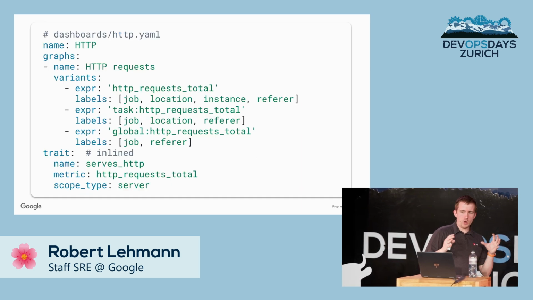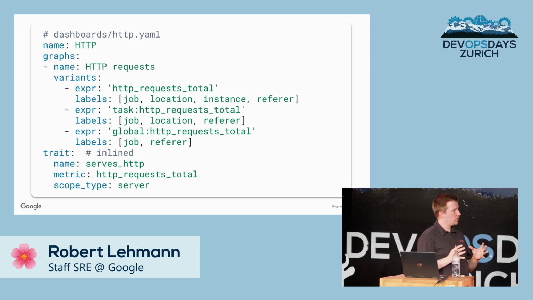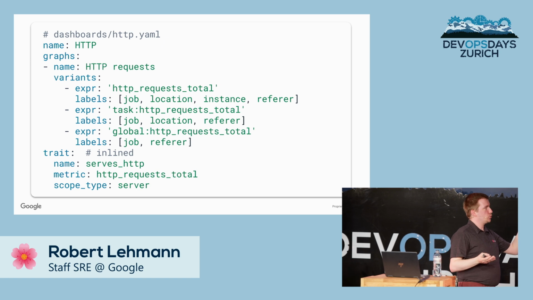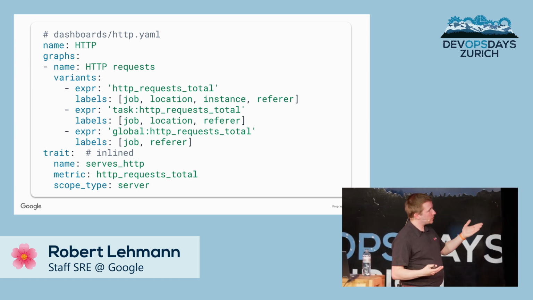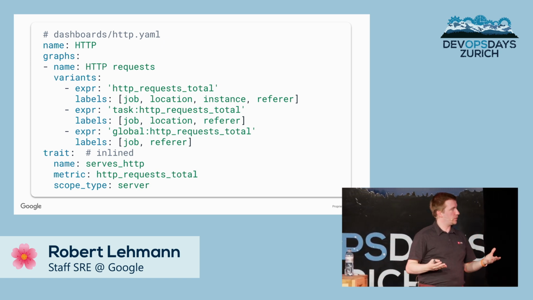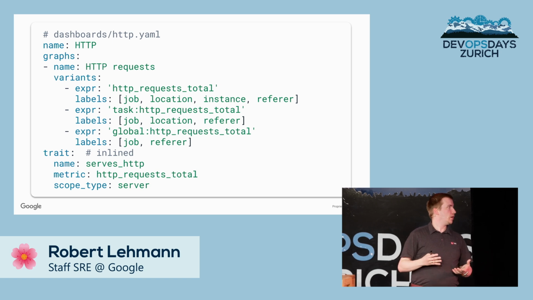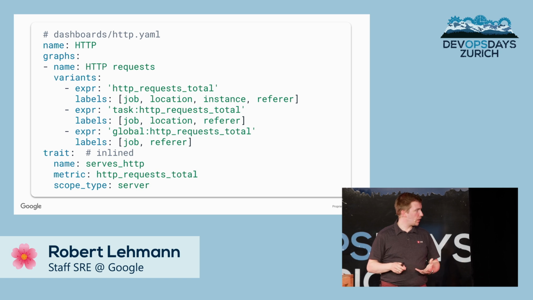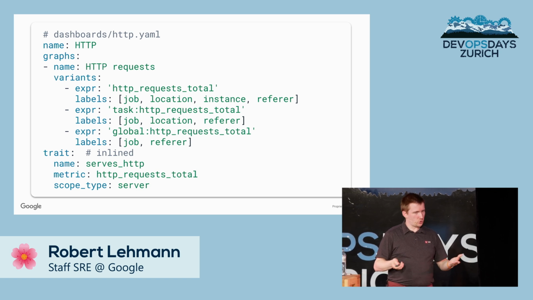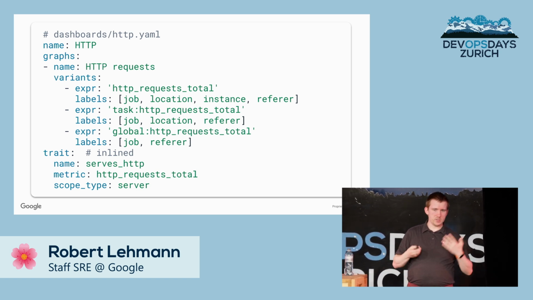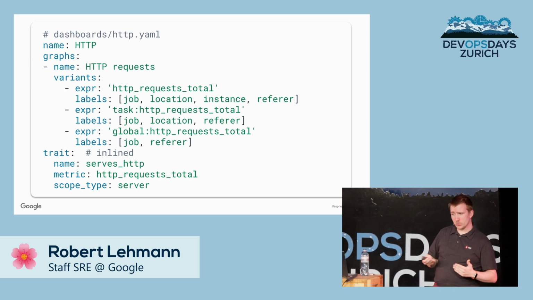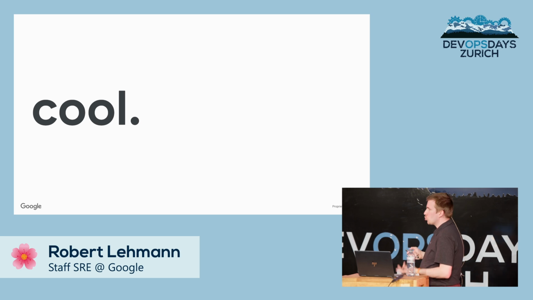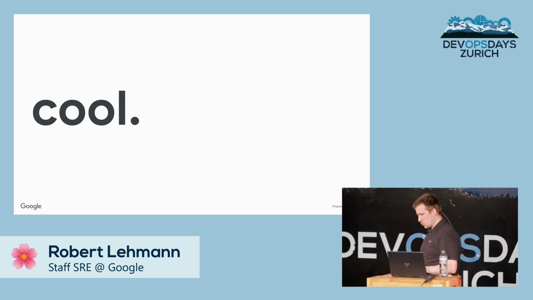If we were to assemble all of that into a single definition, all the things we just talked about, you would have a dashboard. It has graphs. A graph has variants. Each variant has a query or expression and different labels that it provides. And then also, obviously, the traits that we discussed initially, right? So that you can say, this dashboard, please only show it for things where I've determined it's an HTTP server.